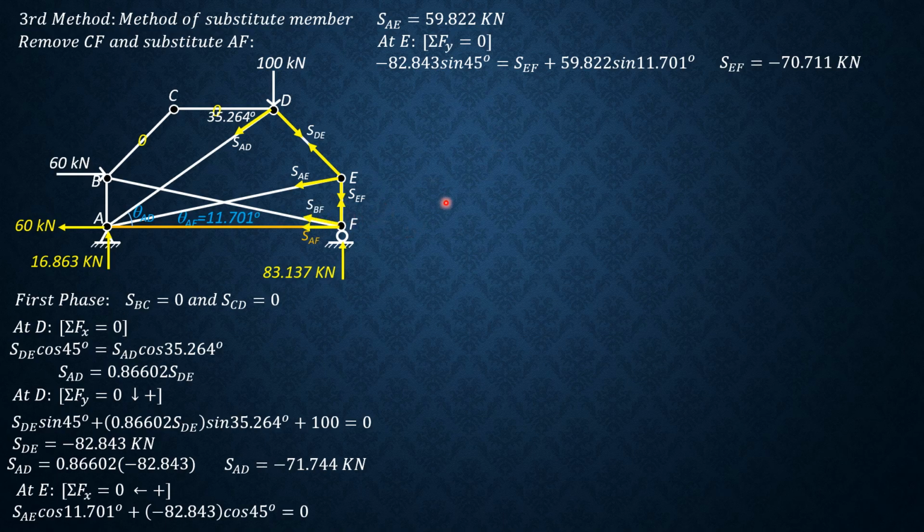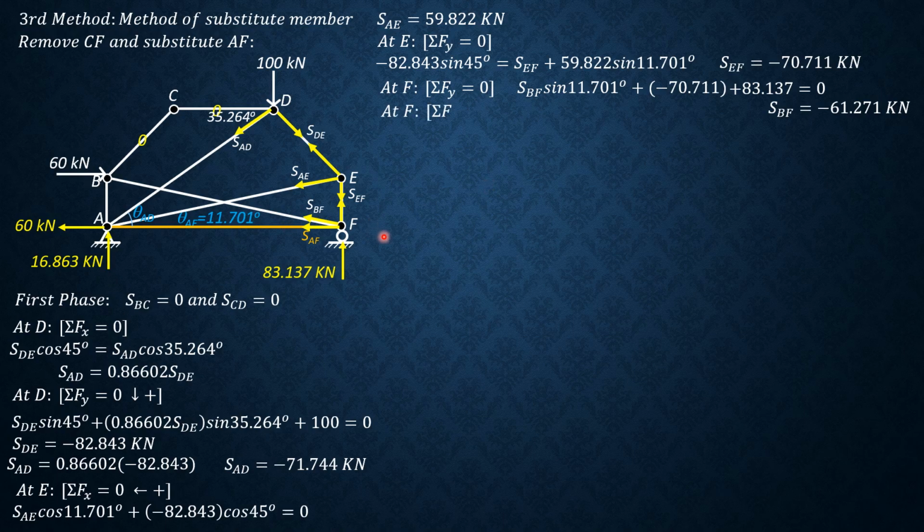These are the forces involved. Summation forces Y first to solve for SBF at F. So we have SBF sine of 11.701 degrees plus SEF, which is negative 70.711 plus 83.137 equals 0. So SBF is 70.711 minus 83.137 divided by sine 11.701, that's negative 61.271 kilonewtons.